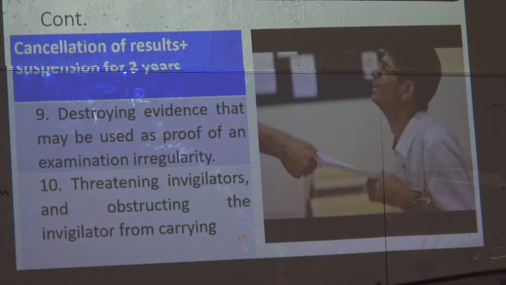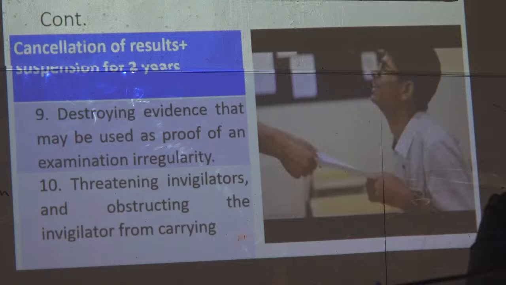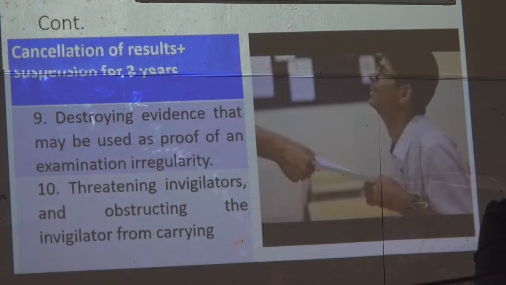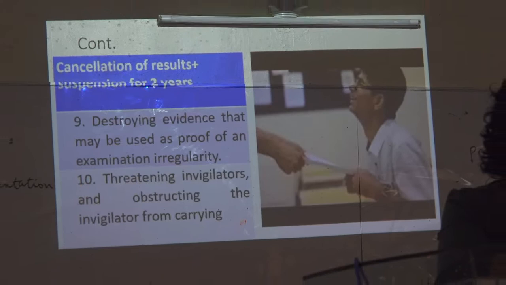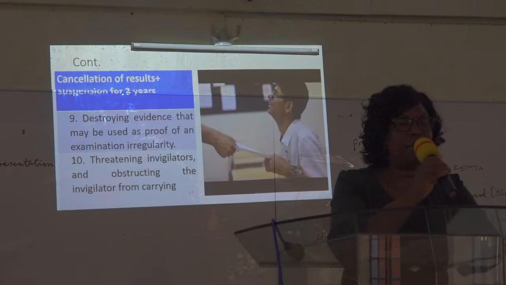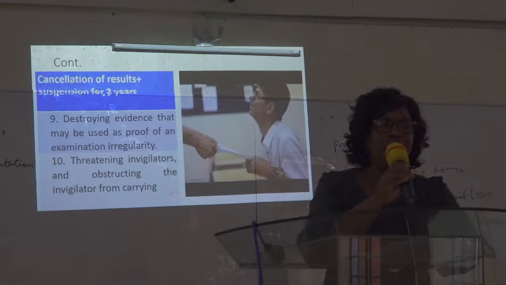Then destroying evidence, which may be used as proof of an examination irregularity. We have caught up with students with markers, illicit literature on tiny pieces of paper, and because they know that is evidence, they eat up the evidence. So I'm reminding you that in our revised examination policy, that is now an offense. So even if you eat up the evidence, we shall still send you home for 2 years.